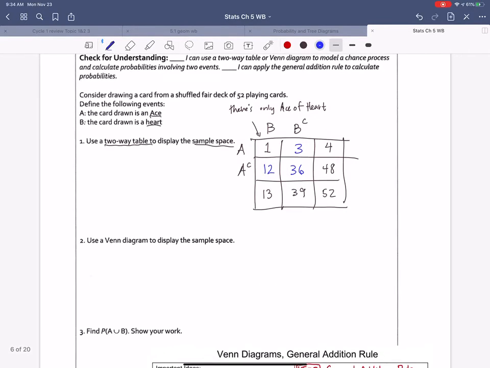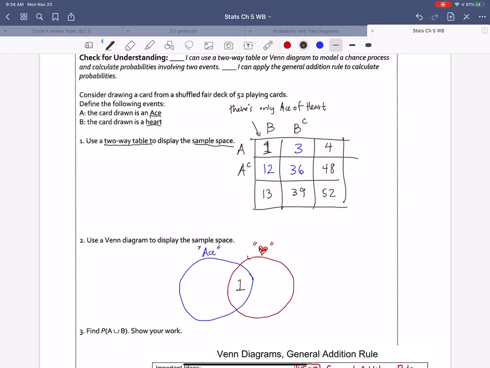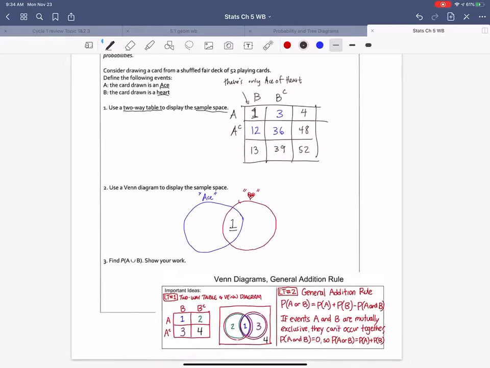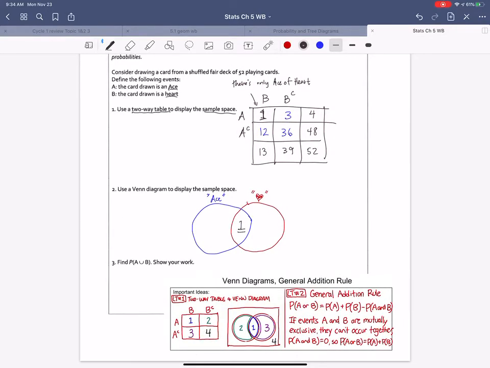Now they've asked us to use a Venn diagram to do the same thing. So I'm going to make a Venn diagram. This one will represent being an ace, right? And this one will represent being a heart. Okay. And we know we have one ace of hearts, right? That's in the middle. We know this part goes here. And we know, looking at our notes, that number goes there. So this number 3 goes here.